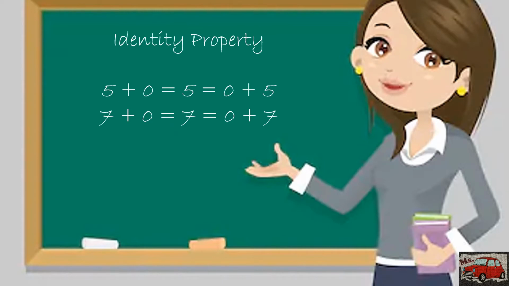Identity property of addition. Sinasabi lang dito na kahit ano ang number, basta in-add mo sa 0, yun pa rin yung sagot. Or kahit ibaliktad mo sila, yung number pa rin na yun yung sagot. Example, 5 plus 0 equals 5. Kahit 0 plus 5 is still equal to 5. Or 7 plus 0 equals 7. Or kahit baliktarin mo, 0 plus 7 still 7. From the word itself, identity, yun at yun pa rin yung sagot pag in-add mo siya sa 0.